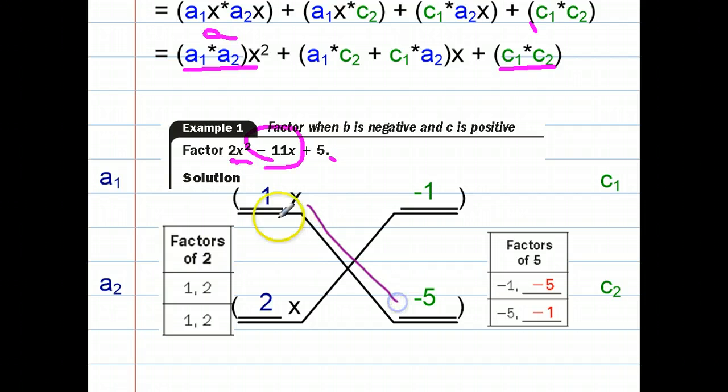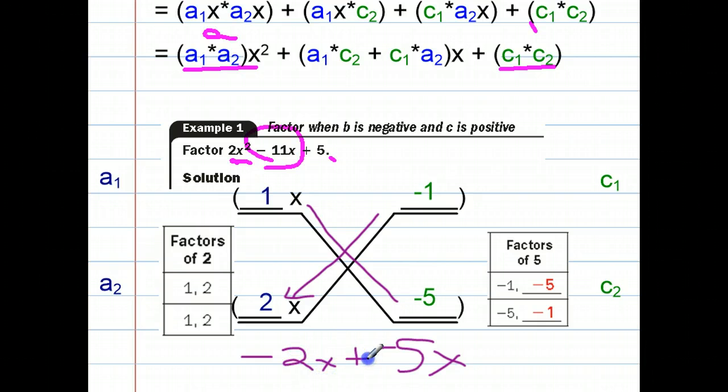When I slide down, 1x times negative 5 is negative 5x. And then when I slide down, 2 times negative 1x is negative 2x. When I add those two together, will I get my negative 11x? No, I won't. So that means that this combination or order is incorrect.